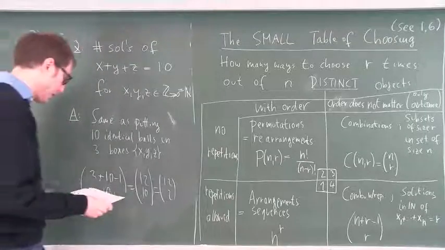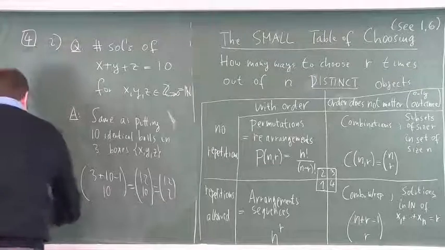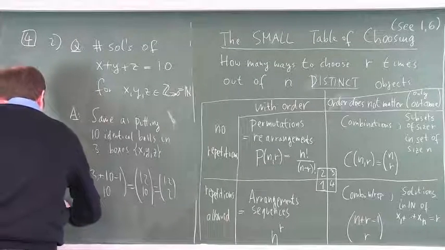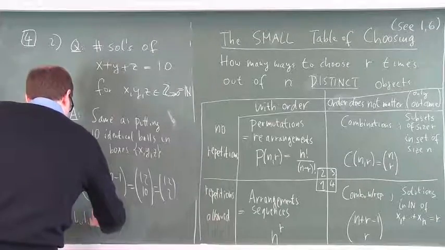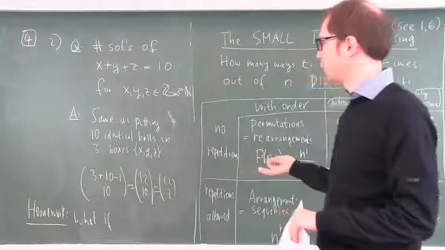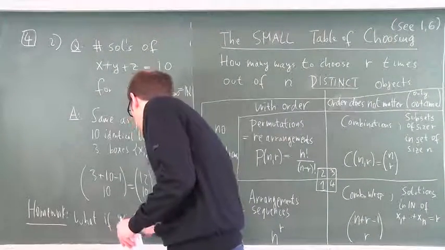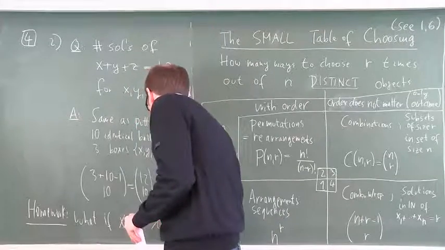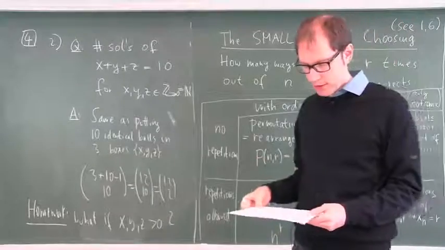Okay, so I have a little homework here. The homework is: what if none of these boxes should be empty? So what if x, y, and z have to be bigger than 0? How many possibilities are there? I will write the answer on the homepage.